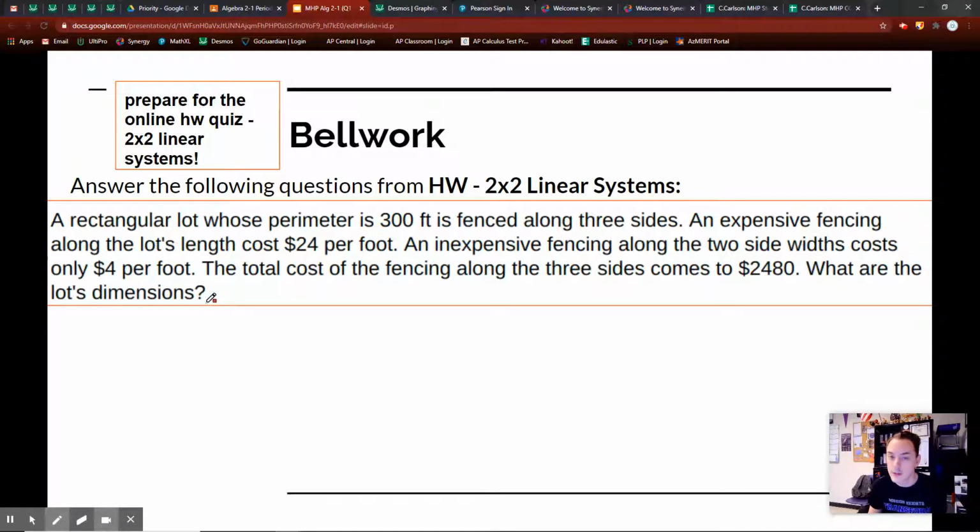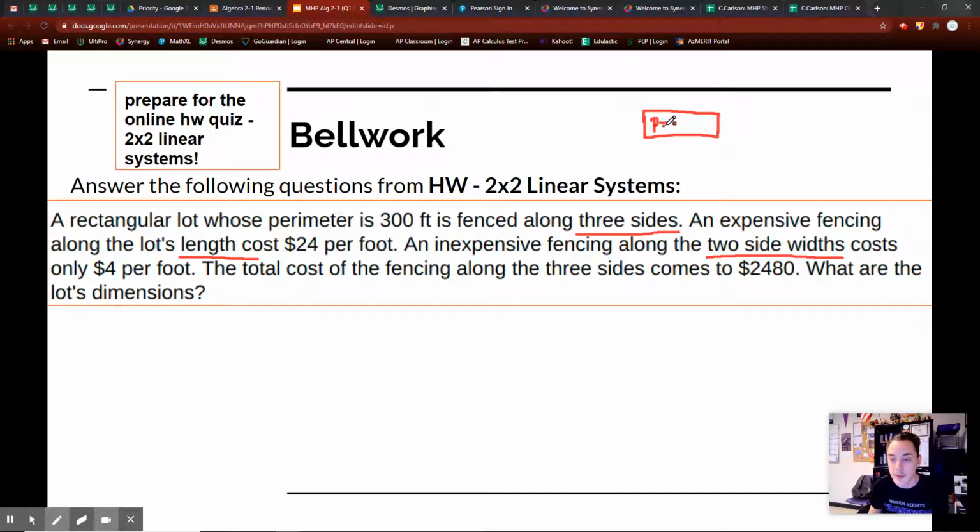So notice sort of what's happening here. First of all, it's three sides. Second of all, there's only one length. And third of all, there's two side lengths. So automatically, we can kind of develop this little picture here.